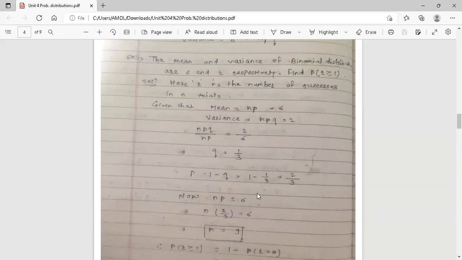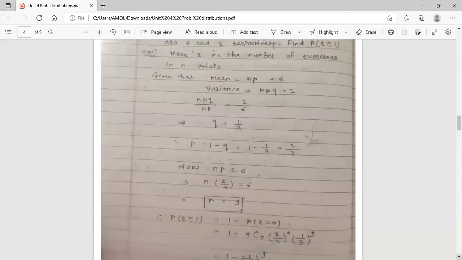And so if you simplify it, it is 2 by 3. So the probability of success is 2 by 3. Probability of failure is 1 by 3. Okay. So now how to find the value of n?